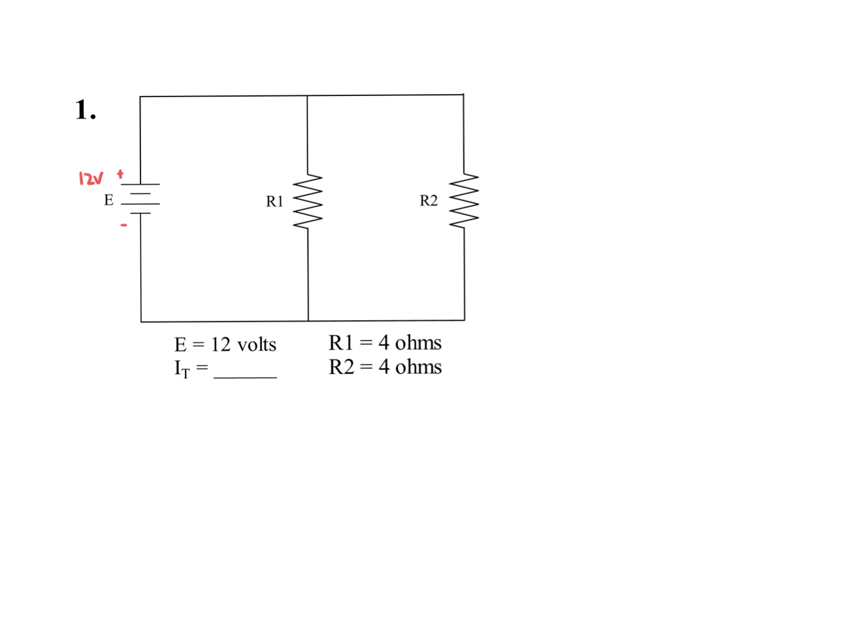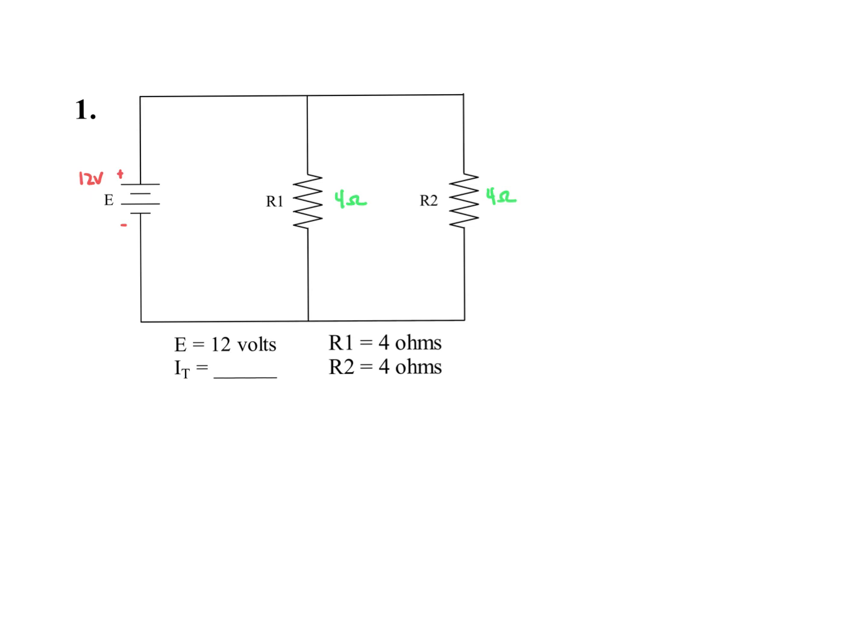So we know we got 12 volts. We don't know the current, and then we've got 4 ohms and 4 ohms. Now, when we have a parallel circuit and resistances that are the same, we can divide it by the number of branches. And that's kind of the easy method of solving these.